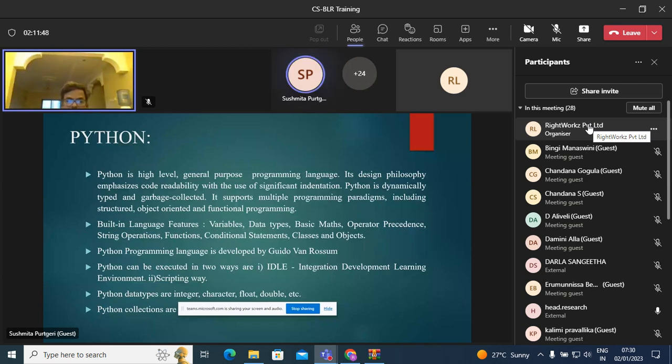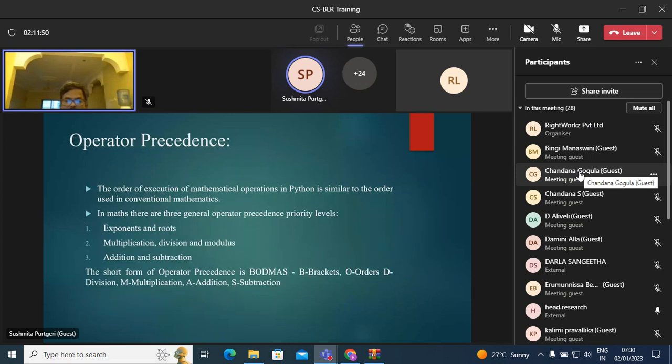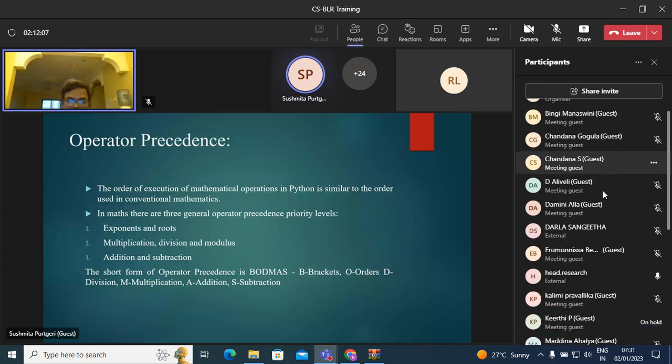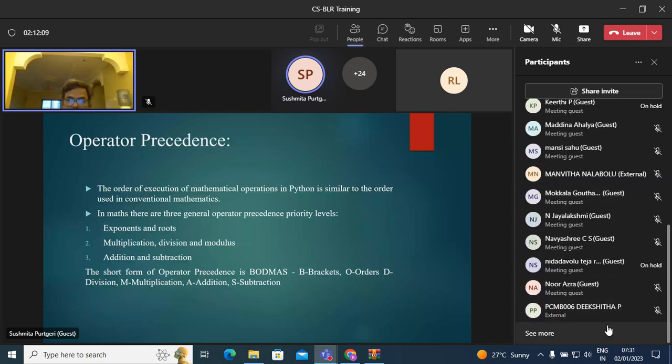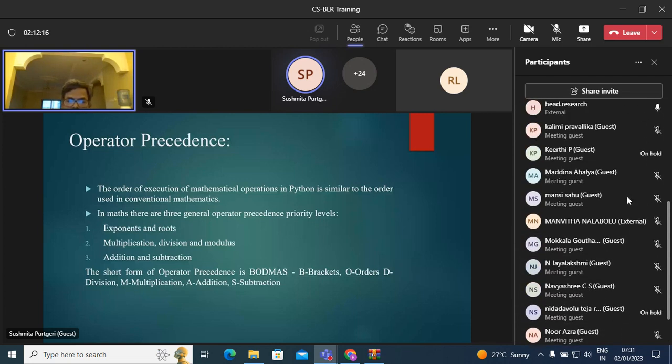The operator precedence in Python is the order of execution of mathematical operations, similar to the order used in conventional mathematics. In math, there are 3 general operator precedence priority levels: exponents and roots, multiplication, division, and modulus, and the third one is addition and subtraction. The short form for operator precedence is BODMAS: B for brackets, O for orders, D for division, M for multiplication, A for addition, S for subtraction.